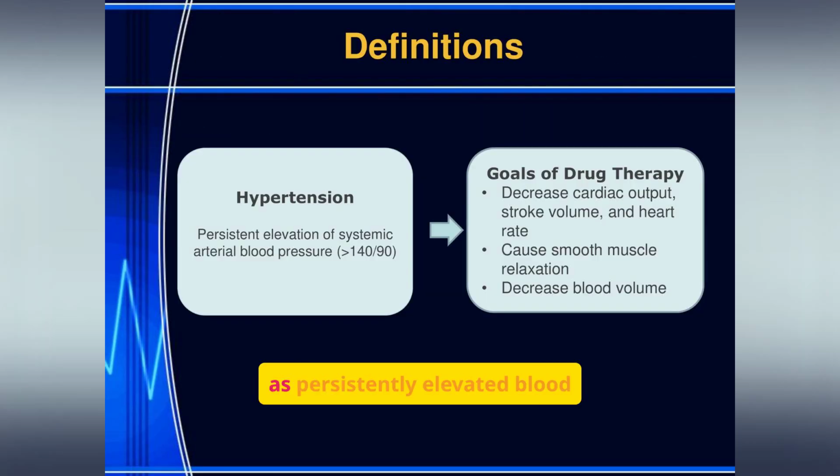Hypertension is defined as persistently elevated blood pressure. The goals of drug therapy are to reduce cardiac output, relax smooth muscle, and decrease blood volume.